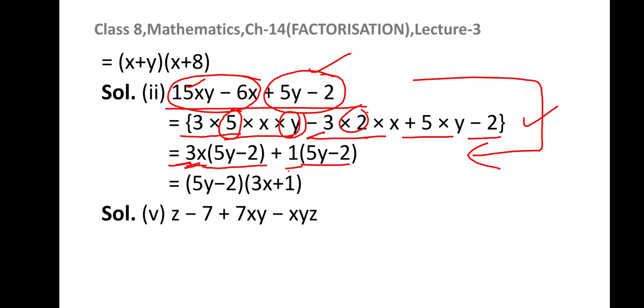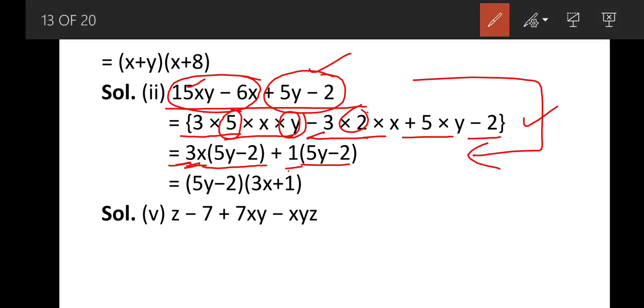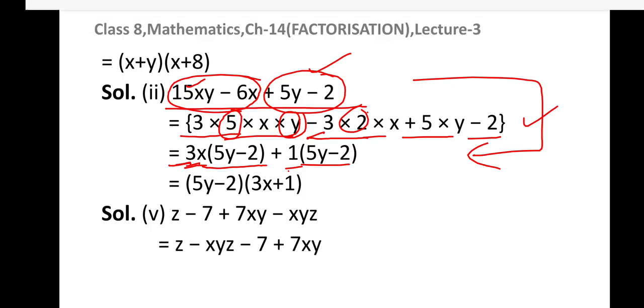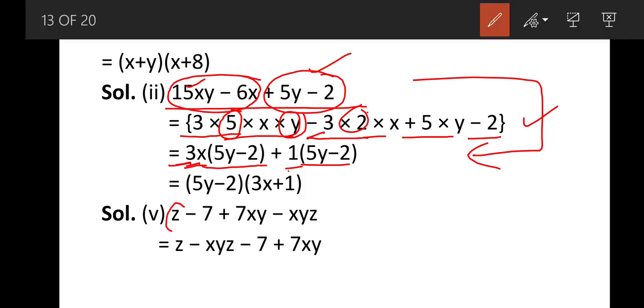Coming to solution of fifth part, it is z minus 7 plus 7xy minus xyz. First of all, you need to see the groups. Let us see now what I have done. I have made the group of z minus xyz. This is your one group, and these two terms are under another group. But dear children, you can do the grouping of z and minus xz also. Sorry, this I have done.